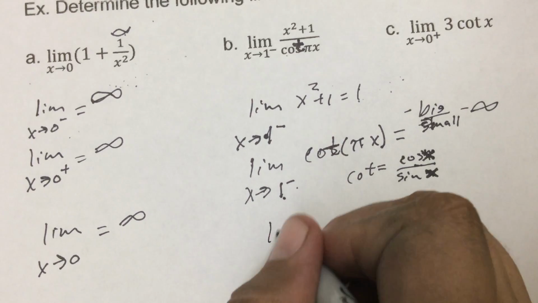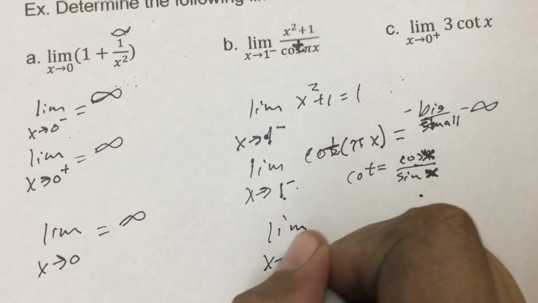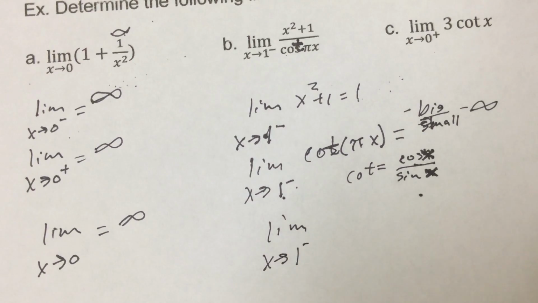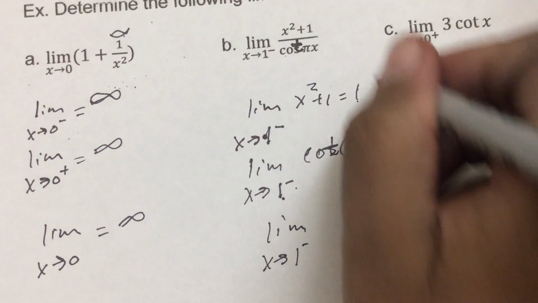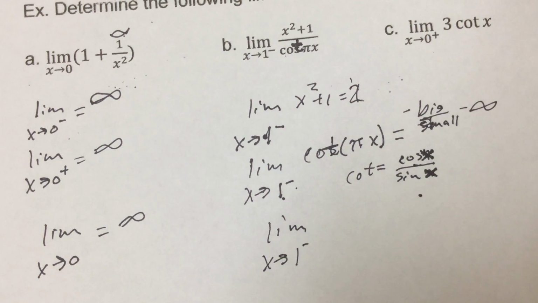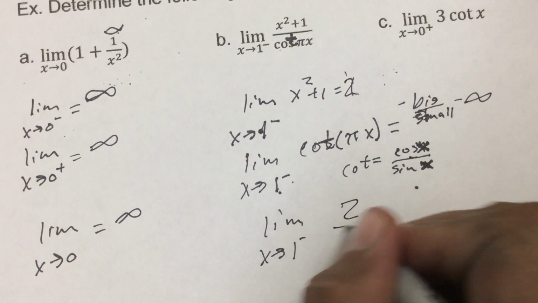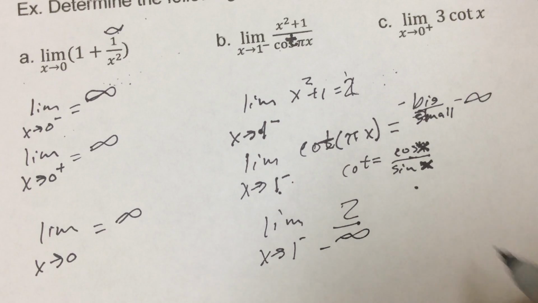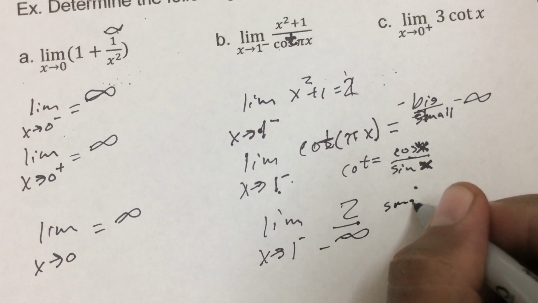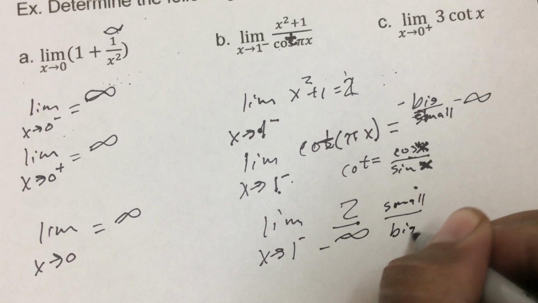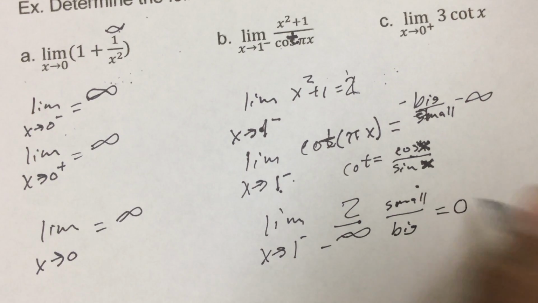So now the overall limit as x goes to 1 from the left side: up top, we're going to 2. The bottom, we're going to negative infinity, which is small over big, which equals 0.